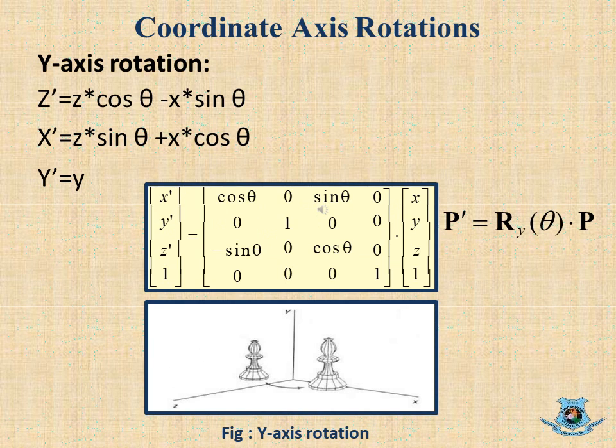Next is the y-axis rotation. This rotation is achieved by using the following rotation equations. The z dash is equal to z into cos theta minus x into sin theta. Then x dash is equal to z into sin theta plus x into cos theta, and y dash is equal to y. These are the equations for solving the y-axis rotation problems.